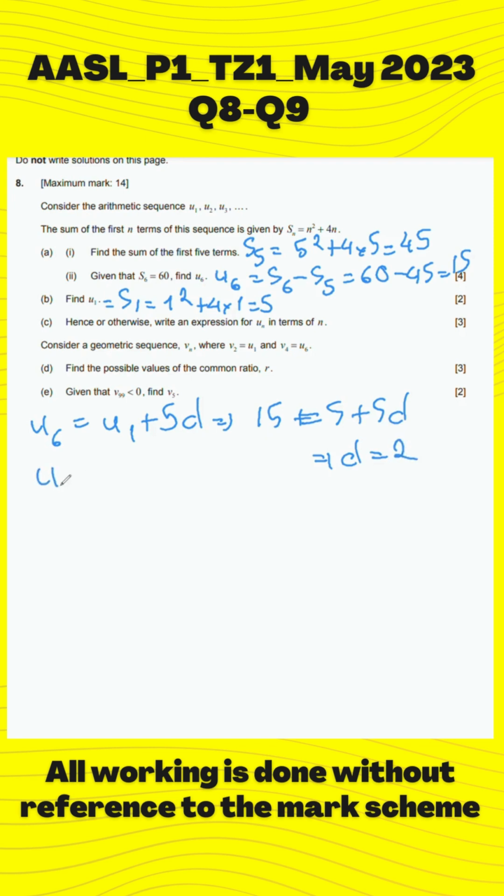So the general term will be un equals u1 plus the common difference multiplied by n minus 1. So put the numbers in. So 5 plus 2 multiplied by n minus 1. Okay, part d.